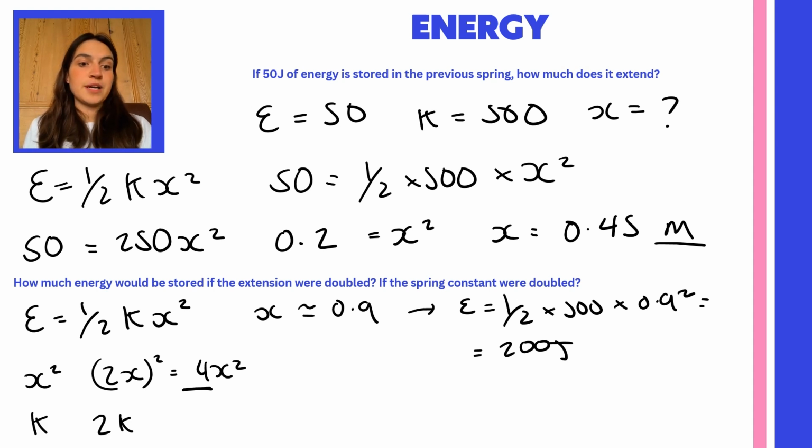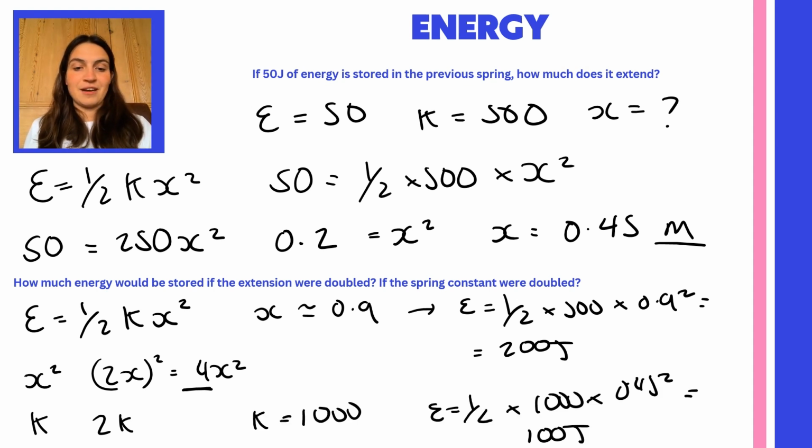Well, if I double my spring constant, I go from k to 2k, and so my k is 1,000 instead of 500. And if I calculate the energy, I get 100 joules by changing that spring constant. So by doubling the spring constant, you double the amount of energy stored in your spring.